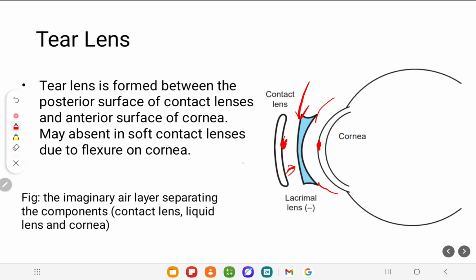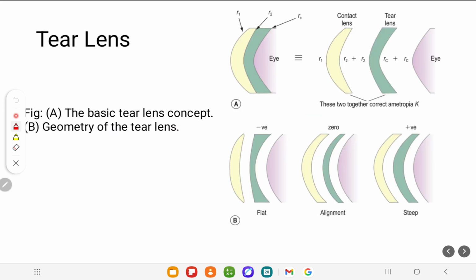Okay, so it may be absent in soft contact lenses. Definitely, a soft contact lens just flexes, so there is no tear lens in a soft contact lens. If there is, we don't care about it. So basically, this is the concept: the anterior surface of the eye creates the posterior surface of the tear lens, and the posterior surface of the contact lens creates the anterior surface of the tear lens. If it is aligned fit, the tear lens has power of 0. If we fit flat, the tear lens has a power of minus. If we fit steep, the tear lens has a power of plus.